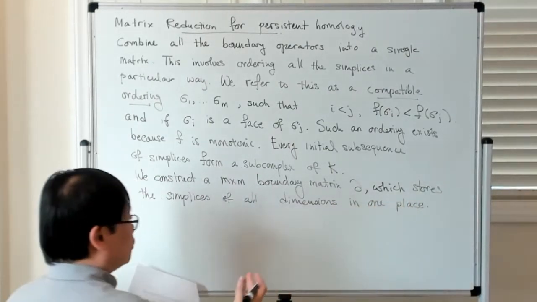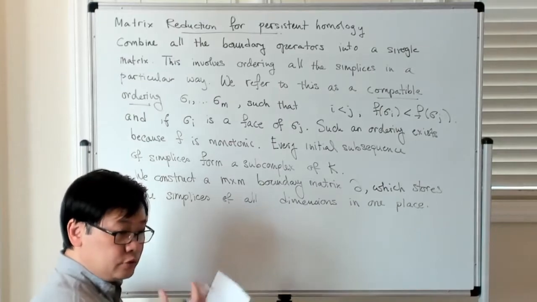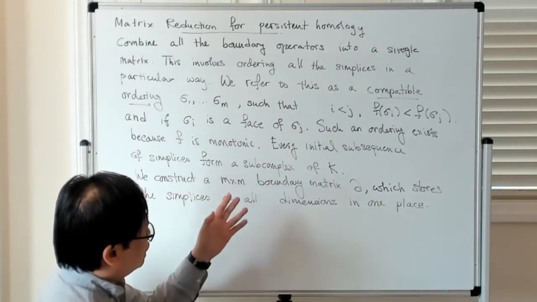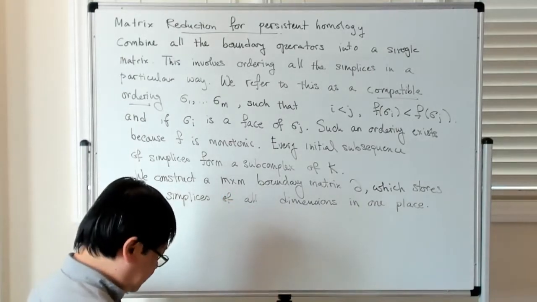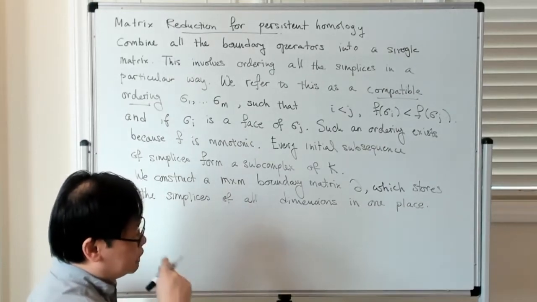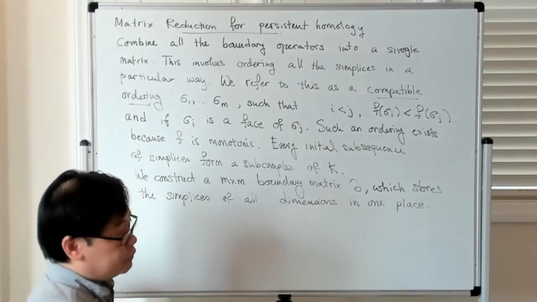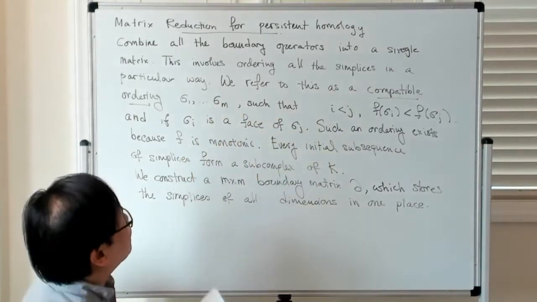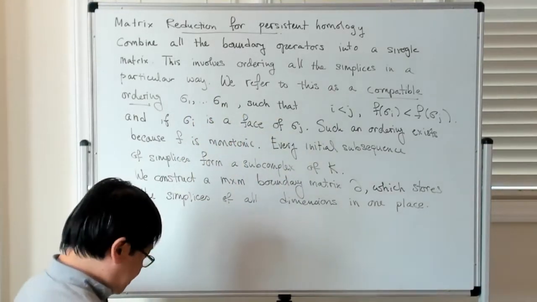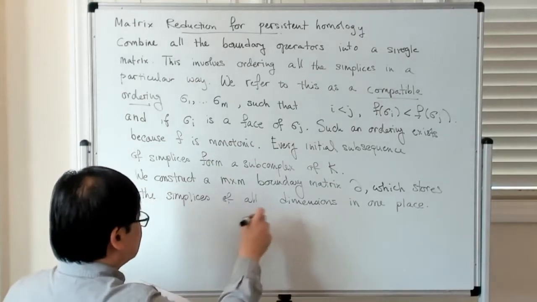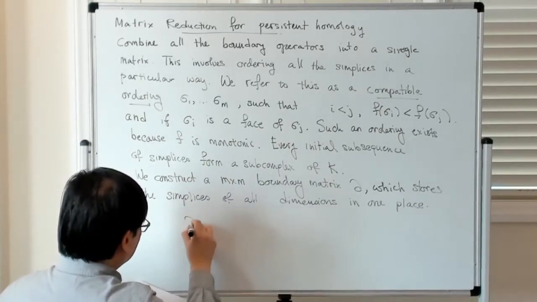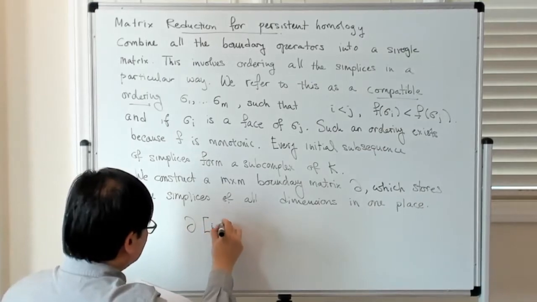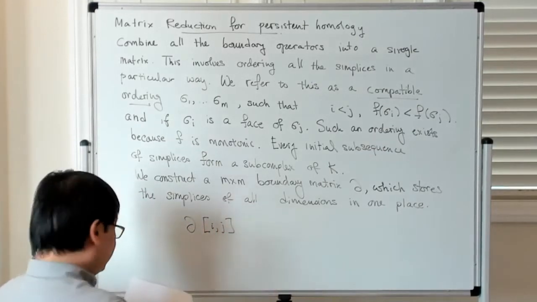And then the idea, of course, is that we're going to do some sort of reduction on this m by m boundary matrix. And in addition to that, the reduced version of this is going to give us some information about the persistent homology. So let me define what the entries of this boundary matrix are. So this is the ijth entry of this boundary matrix, right?